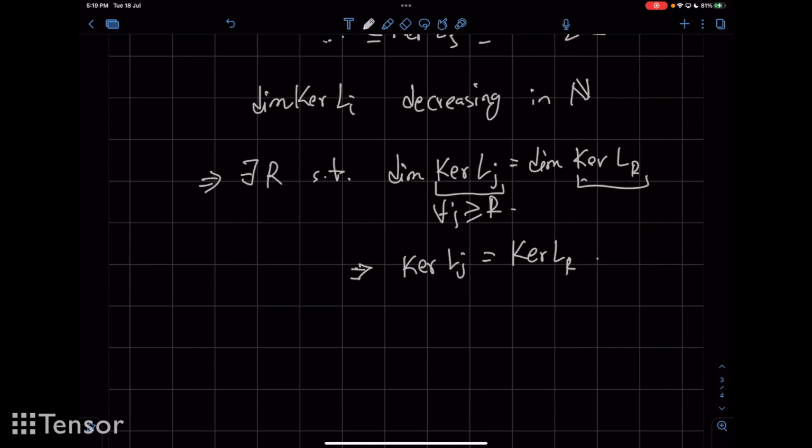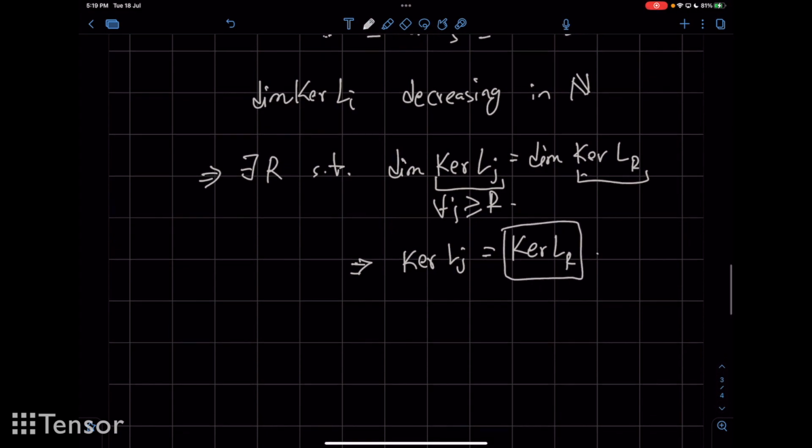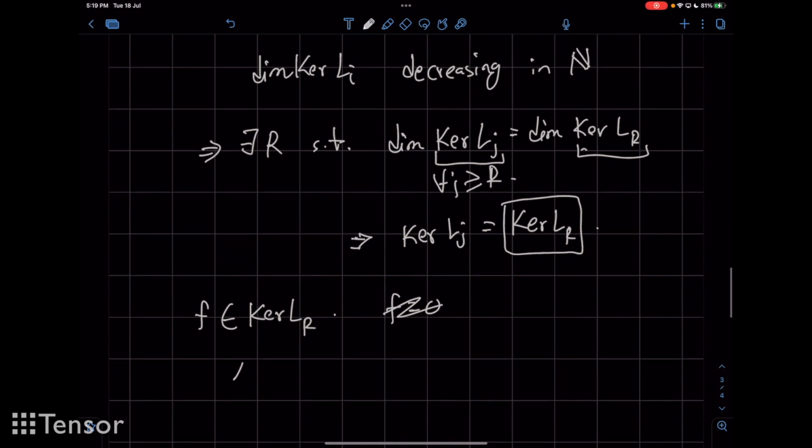Now, we claim that this r is our desired r. So let us take a modular form f from the kernel of L_r. We basically need to show that f is 0. So assume for the sake of contradiction that f is not 0.